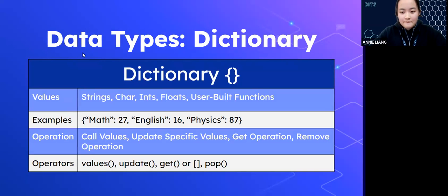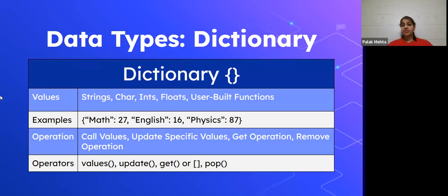All right, so let's go on to another data type, which is personally one of my favorites. It's called a dictionary. So a dictionary actually can hold a bunch of different values, but the most important part about it is that it needs a key value pair. So if you look at the examples that are given, you have first a string, math, and then right after it, you see a colon, followed by an integer here, which is 27.